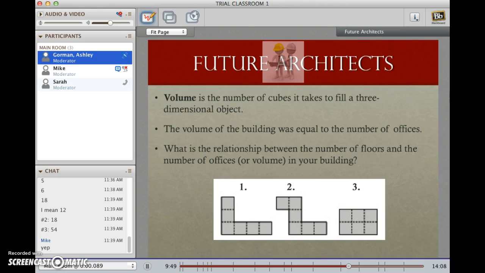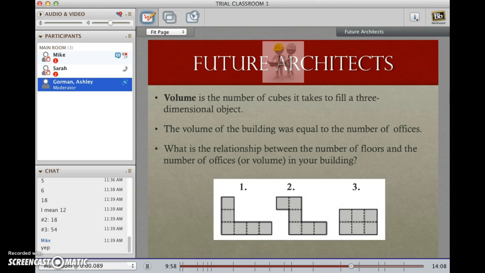How did you get the answers of your 2 floors and your 3 floors and 9 floors? Mike is just on top of it today. Sarah's in there as well. All right, so I'm going to turn on your microphone. Go ahead and tell us how you got your answer. Well, Mrs. Gorman, I took the number of offices and multiplied it by the number of floors. Oh, that's just wonderful. You got it. Smiley face there.